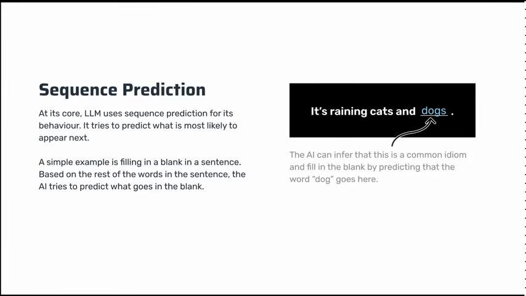So at its core, an LLM is a sequence prediction machine. It's trying to predict what's most likely to appear next. So here's a simple example on the right-hand side here. It's raining cats and blank. So for most of us, we are pretty familiar with this idiom, and we can sort of infer that, well, based on this idiom, dogs is probably the blank that goes in there. For the AI, that's also what it's trying to do. It can infer that this is a common idiom and fills in the blank, much like how we would do it. So that's a very basic example of sequence prediction.